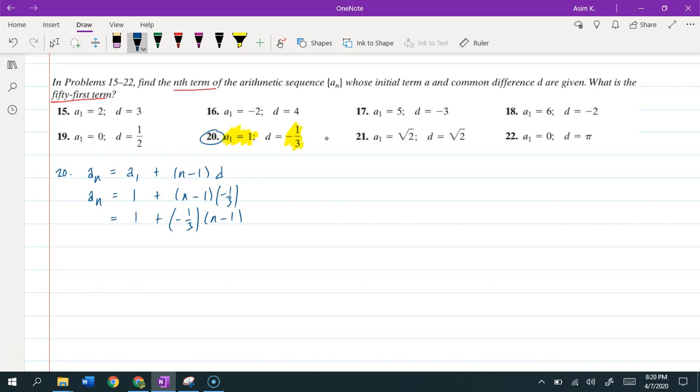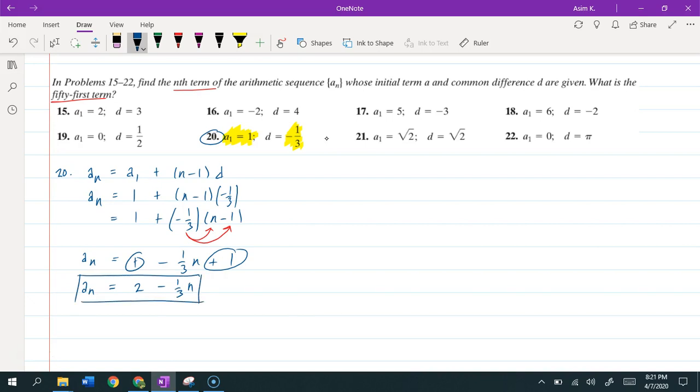All right? Now, sometimes what happens is the book will ask you, or the question will ask you to make this into something that's a little bit more expanded. And so in that case, you may use the distributive property and write down that this is the same thing as 1 minus 1/3 n plus 1, which is the same thing as 1 plus 1, which gives you 2. So 2 minus 1/3 of n. All right, so this is a final expression for the nth term.